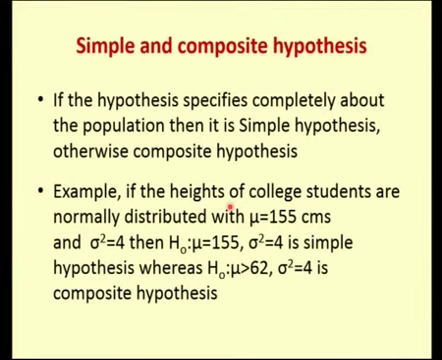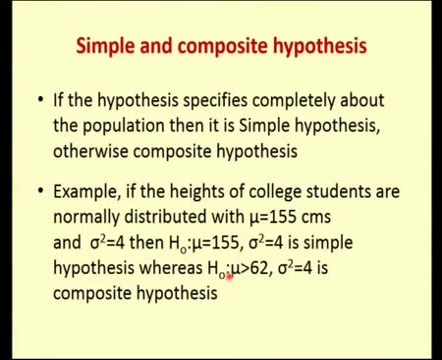Let us see an example. If the heights of the college students are normally distributed with mu equal to 155 centimeters and sigma squared, that is your variance, is 4, then H naught is there is no difference in the heights of the students, that is mu is equal to 155. So, mu is nothing but your population parameter, and we assume that as 155 centimeters, and sigma squared equal to 4. If you see here, it completely specifies, that is exactly equal to 155, therefore, it is a simple hypothesis.